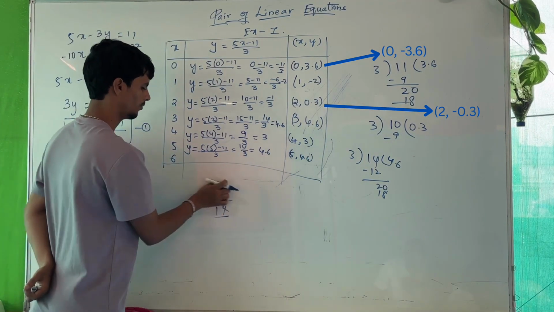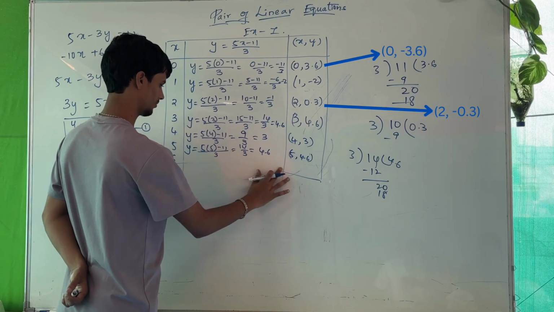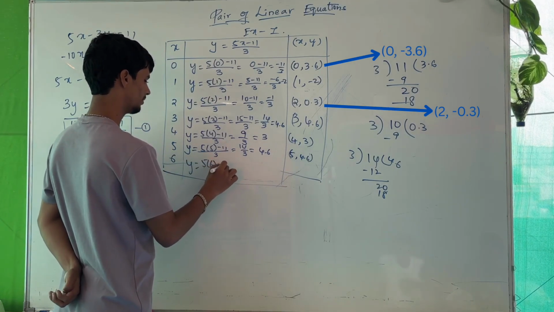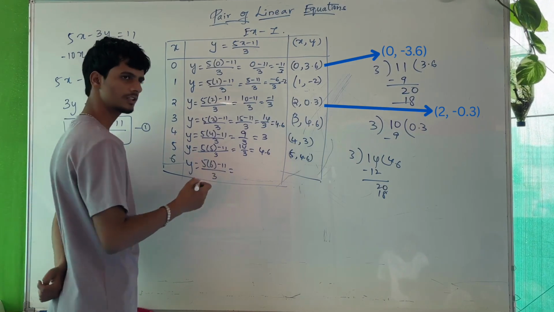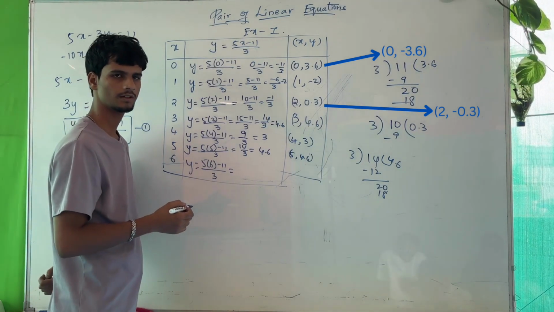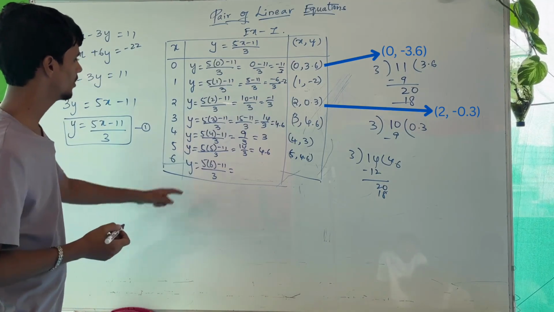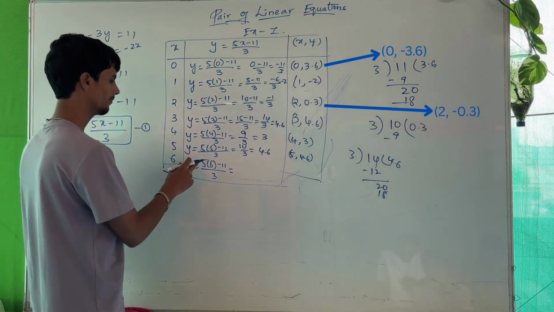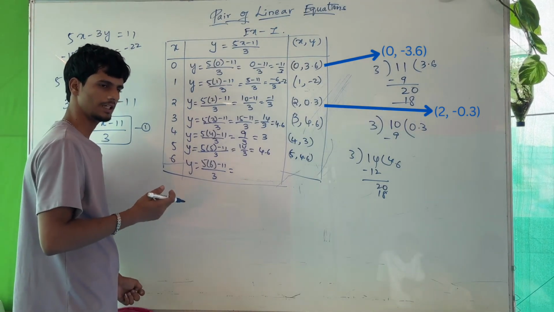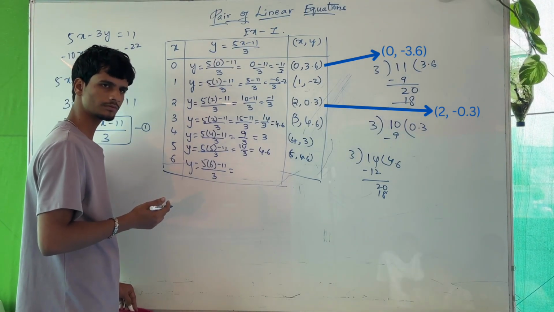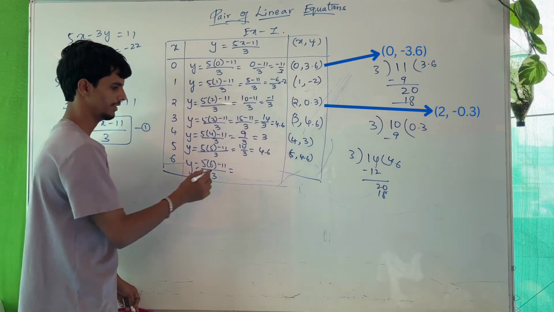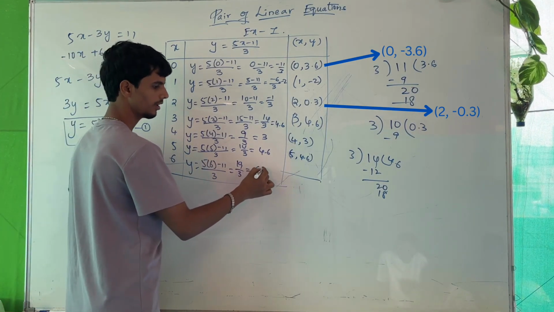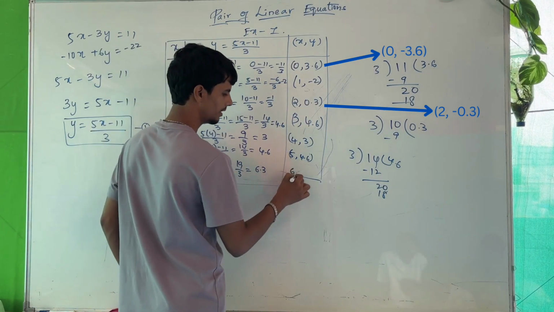Next, y is equal to (5 into 6 minus 11) by 3. 5 6s are 30. 30 minus 11, 19. 19 by 3. So it is approximately equal to 6.3. Is it? So 6 comma 6.3.